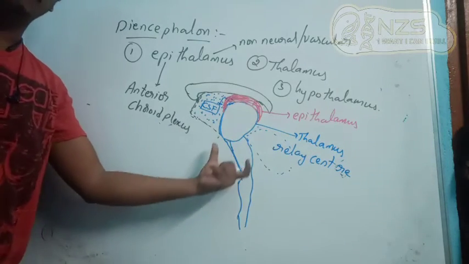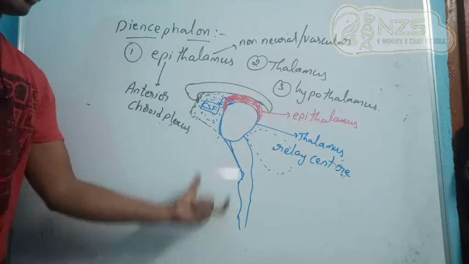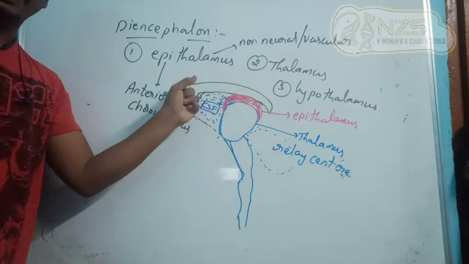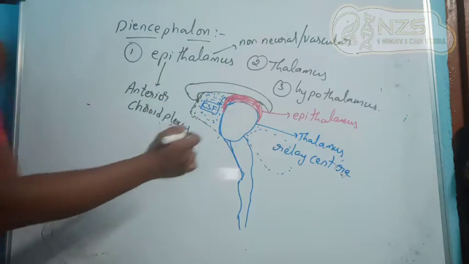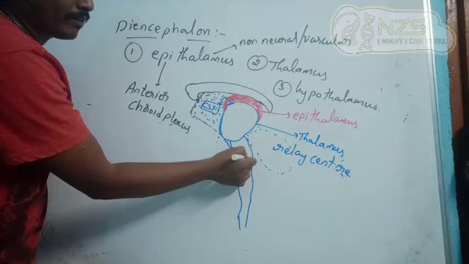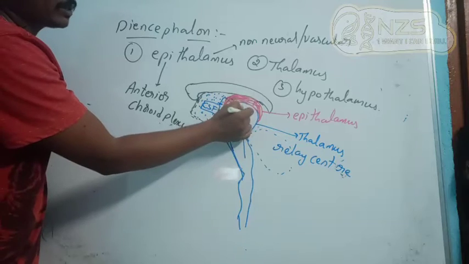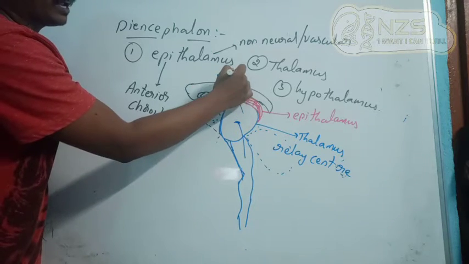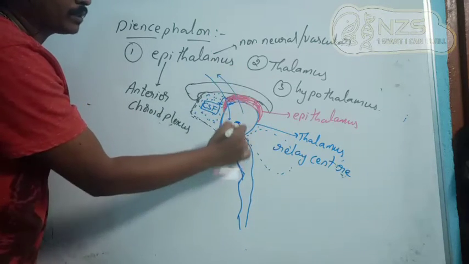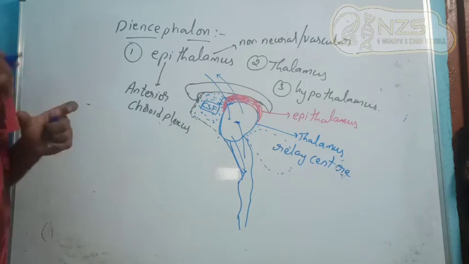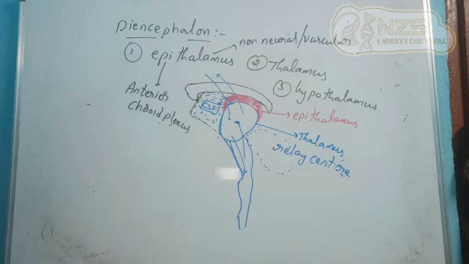So whatever signals are coming from the basal part of the brain, or from the cortex part of the brain, or from the basal ganglia, all those signals are relayed. Maybe taken from here, they will be dispersed to the top parts, or taken from the top parts, they will be dispersed to the lower parts of the brain. So this is the most important relay center, and a very important thing to be remembered.